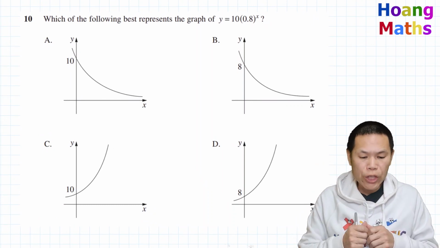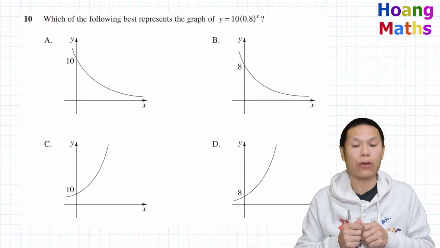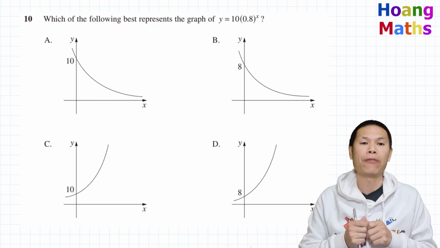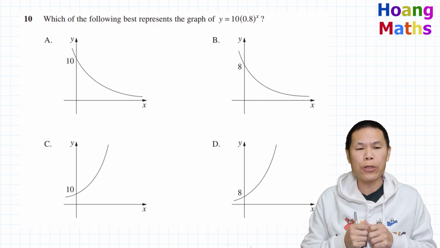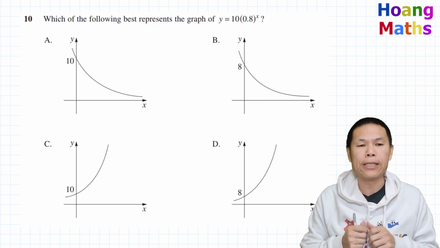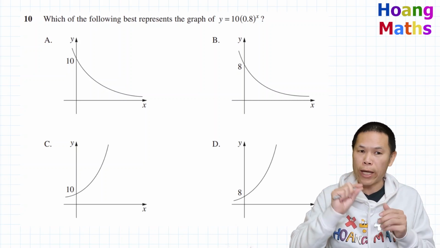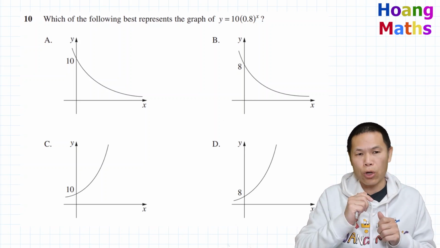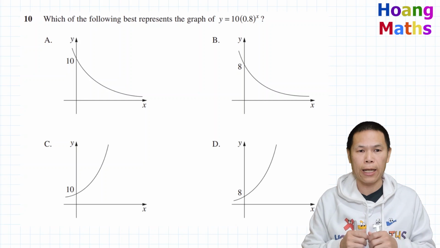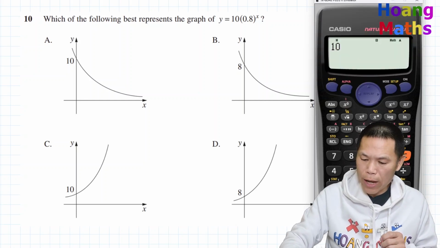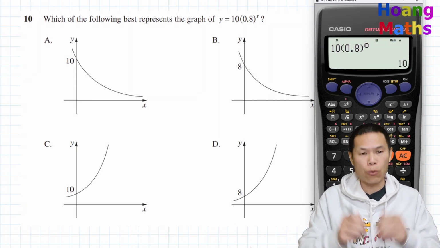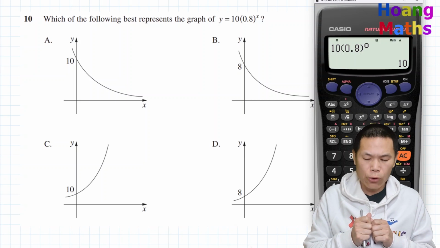Question 10. Which of the following best represents the graph of y equals 10 times 0.8 to the power of x? First of all, we substitute x equals 0, so we can see where the graph starts. Just put it on a calculator: 10 times 0.8 to the power of 0, because x is 0. So it starts from 10. When x is 0, y is equal to 10.